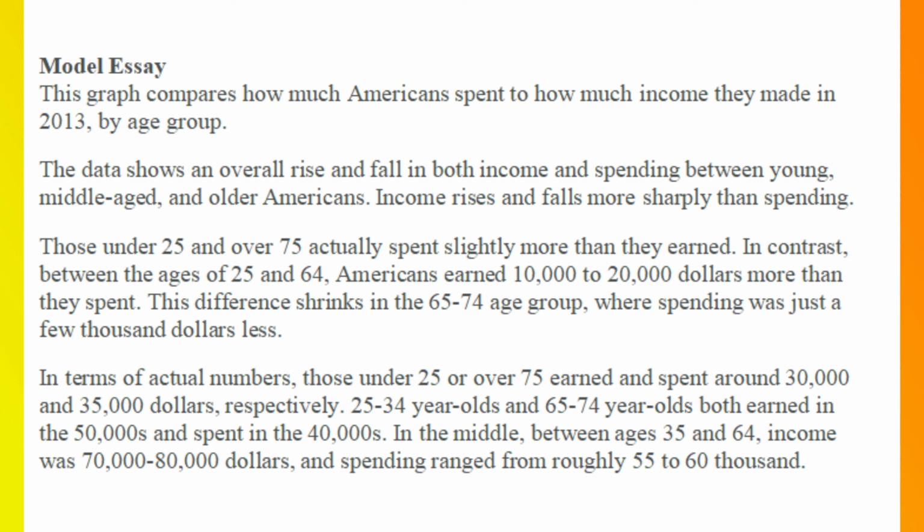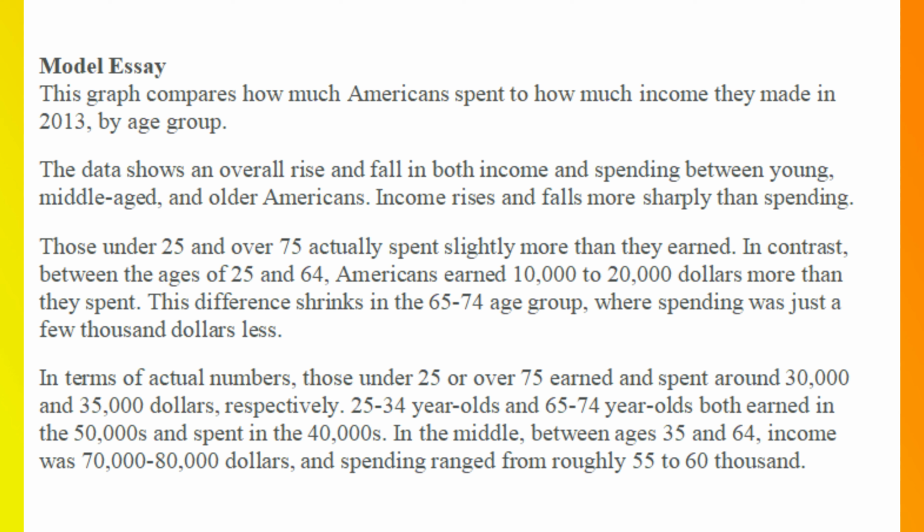In contrast, between the ages of 25 and 64, Americans earned $10,000 to $20,000 more than they spent. This difference shrinks in the 65 to 74 age group, where spending was just a few $1,000s less. In terms of actual numbers, those under 25 or over 75 earned and spent around $30,000 and $35,000, respectively.